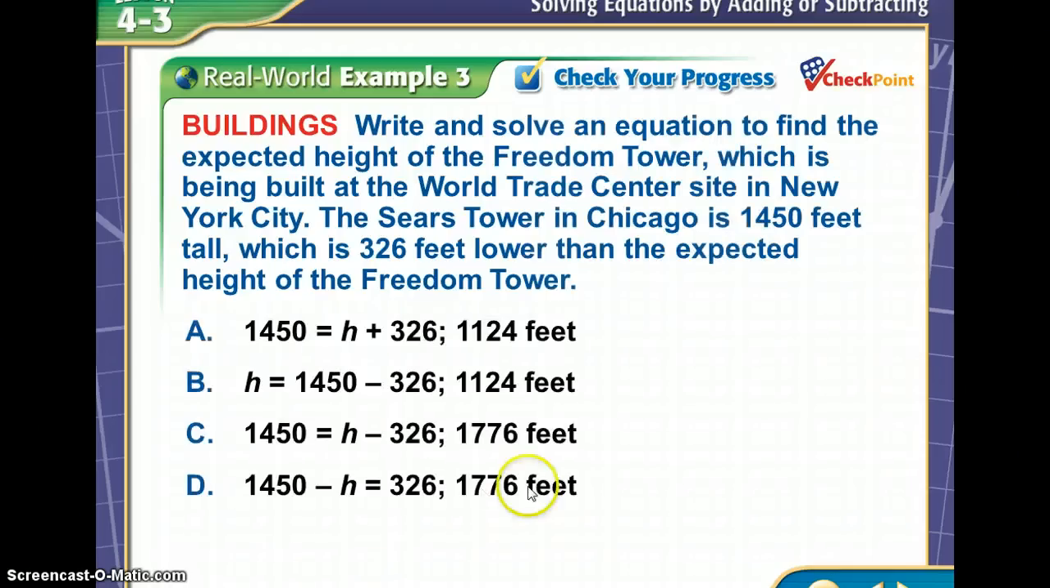And this one you can do on your own. I'll give you a few minutes to read through this, figure out the equation, and then solve it. Okay, and you should have chose option C.